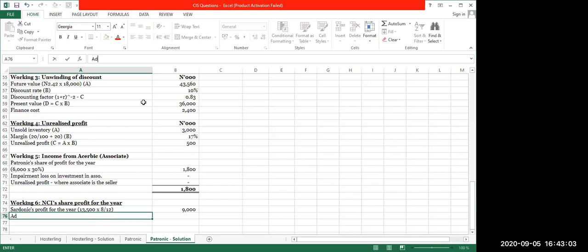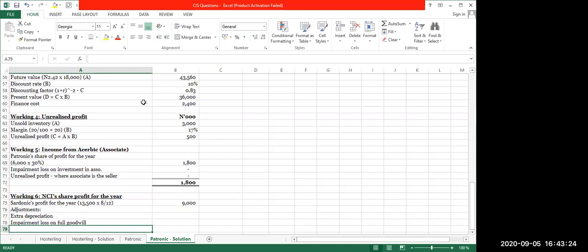If there was extra depreciation, we take it down. If there was reduction in depreciation, of course, we deduct. If there was impairment loss on full goodwill, we deduct. If there was unrealized profit, where the sub is the seller, we also adjust.